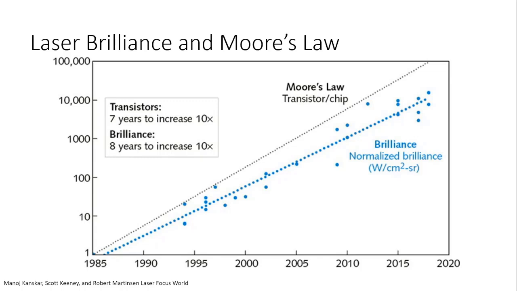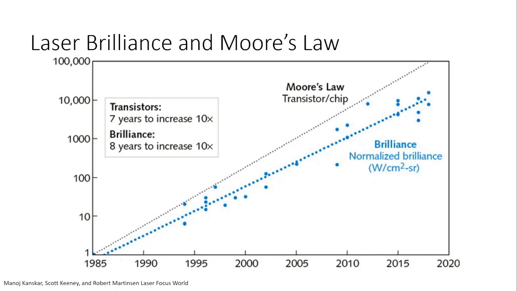Anyway, over the past few decades, from the 90s to now, the brilliance of some of these newer semiconductor lasers has gone up 10x every 7 years. So they're becoming brighter every 7 years. The graph compares the brightness of a semiconductor laser as a function of time. You can see it kind of follows Moore's law of transistors per chip, on a log-linear scale.